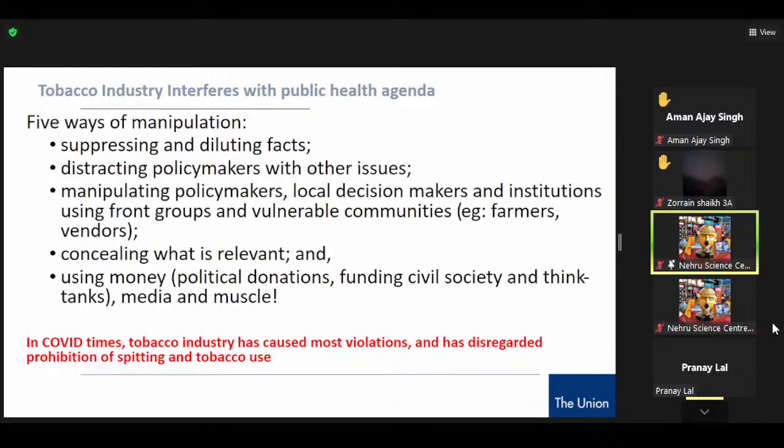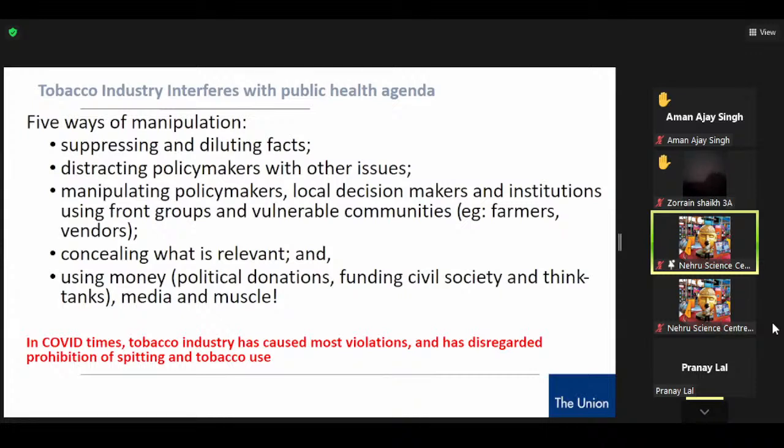Now, coming from point 2, they also like to conceal what is relevant. They will not tell you how many cancer patients or TB cases occur in India because of smoking or tobacco chewing or spitting, how many extra cases would have happened because spitting is induced by smokeless tobacco, right? And the most important thing that the tobacco industry has is money.